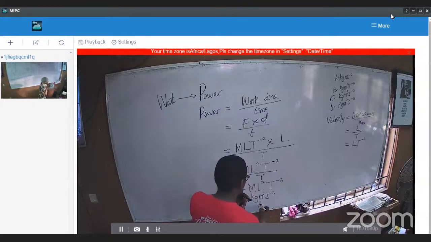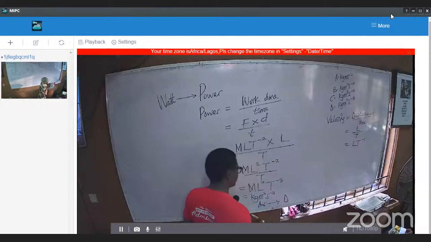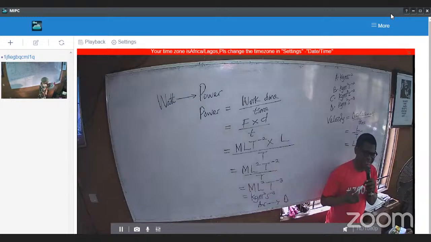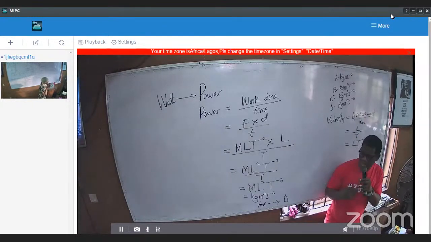Option D. That means you will dance when your result comes out. You don't need to know how to dance before you dance. You just be dancing anyhow.